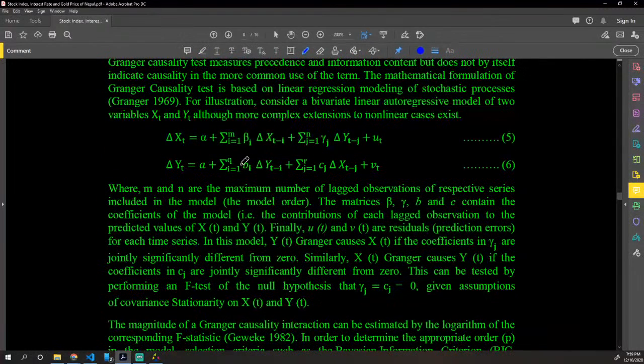So M and N are the maximum number of lagged observations of the respective series included in the model, the model order. The matrices B, Y, B and C contain the coefficients of the model, the contributions of each lagged observation to the predicted values of x_t, y_t.